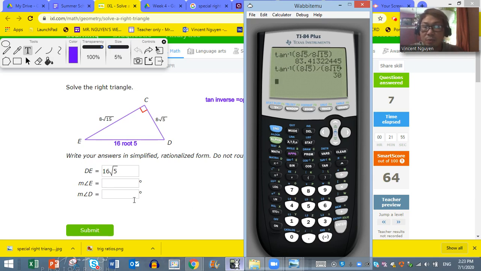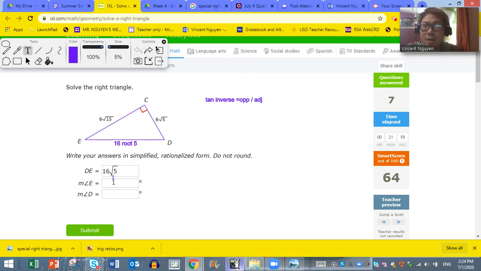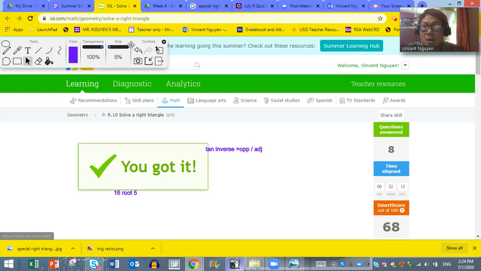So 30 degrees for angle E. Okay, so I'm going to go back. Oh, it is a special right triangle. Angle E is 30 degrees. Let's type that in. 30 degrees. All of these are special. And then the other one must be 60. Okay, submit. There we are.